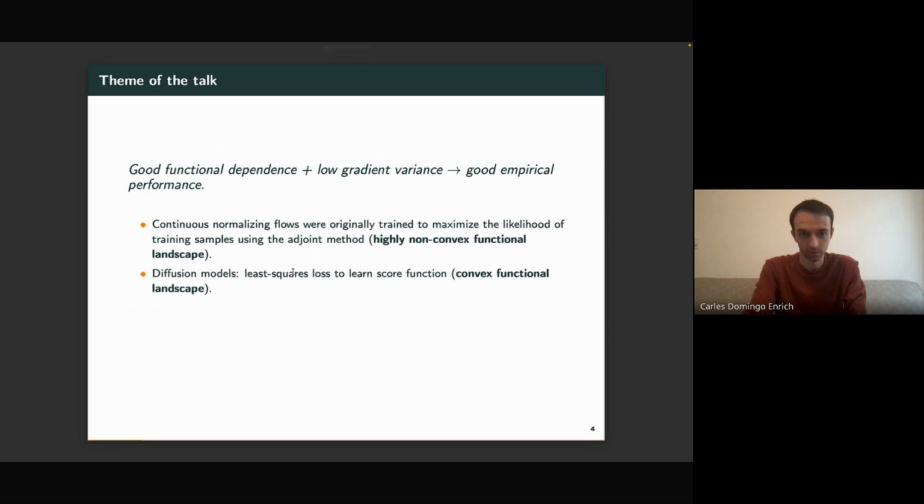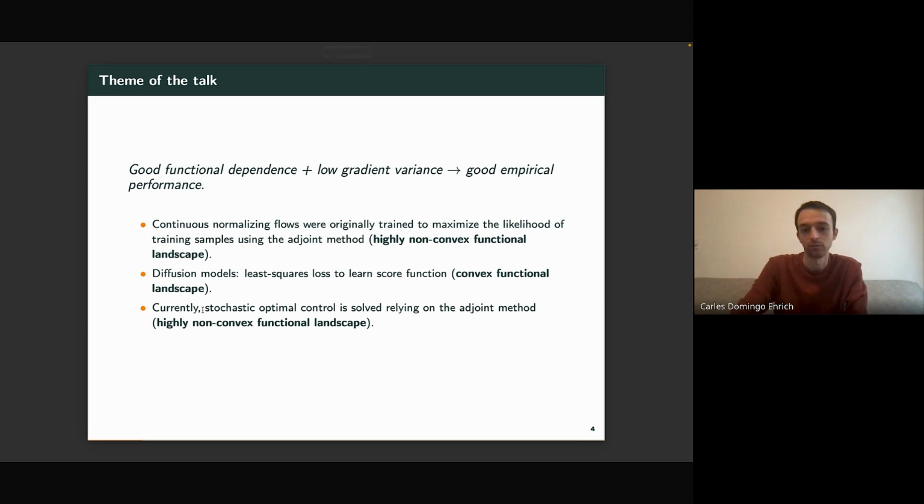If you look at diffusion models, these models are basically using a least squares loss to learn a score function or a denoiser, depending on the formulation that you use. So while continuous normalizing flows with maximum likelihood had this highly non-convex functional landscape, diffusion models now have a convex functional landscape. In particular, it's a least squares functional landscape. Just to draw the parallel with normalizing flows and diffusion models, currently stochastic optimal control is solved relying on the adjoint method, which is again a method that has this very highly non-convex functional landscape where you need to essentially backpropagate through the whole trajectory. And our work is about, basically, completing the square. So we want to develop a least squares loss for stochastic optimal control. And that's what we set out to do.